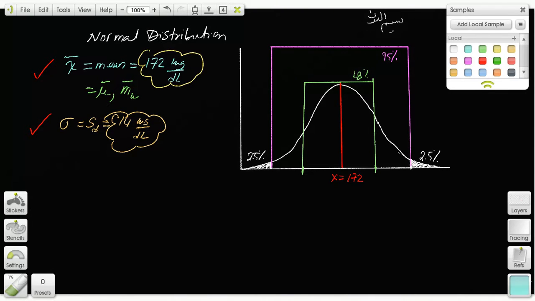From here to here is one standard deviation, and from here to here another standard deviation, like this. So this is the mean, and we're told the standard deviation is 14. So the value of x over here is going to be one standard deviation away. It's going to be 172 plus 14, so that's going to be 186. So the value of x at this point would be 186.